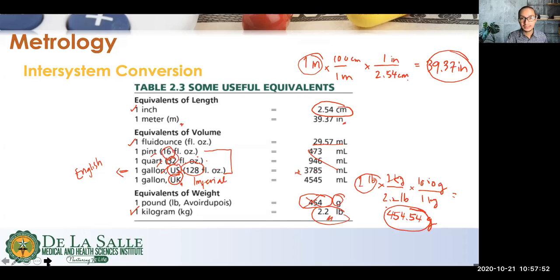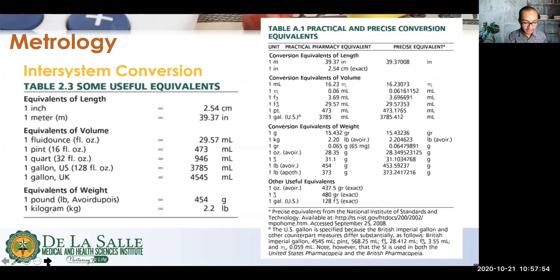You're good to go. Next is this table, which you can find in the appendix part of your textbook. It's almost the same. The 29.57 is still here, the 454 and the 2.2 kilograms are also here. Aside from those, these are also some of the important equivalents which I will ask you to at least be familiar with.